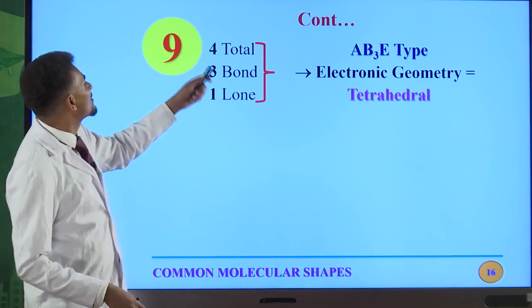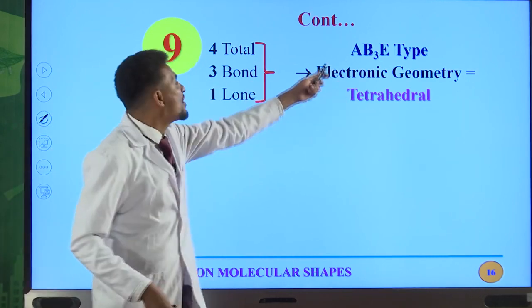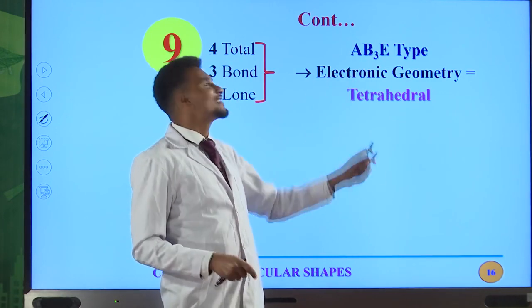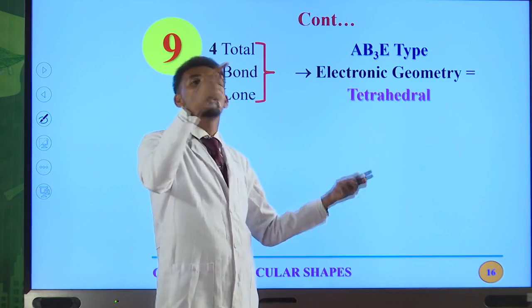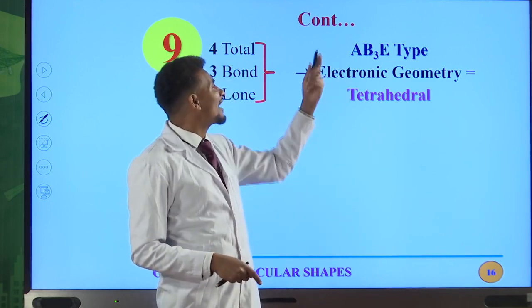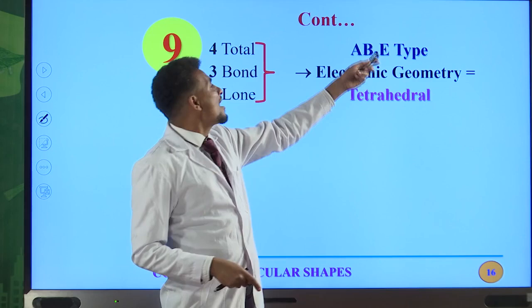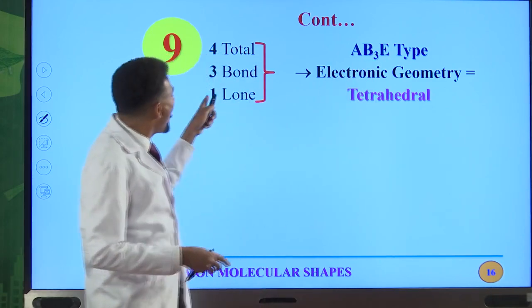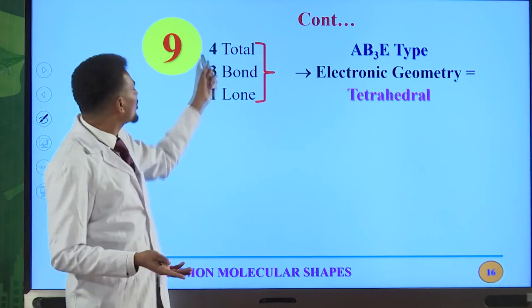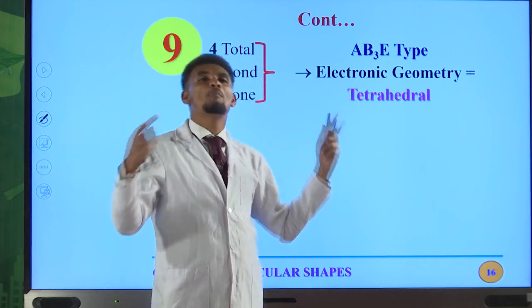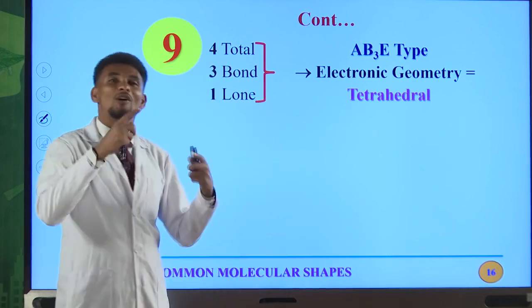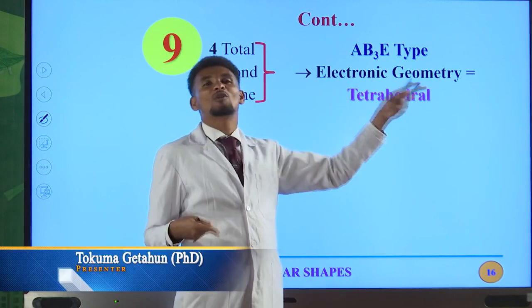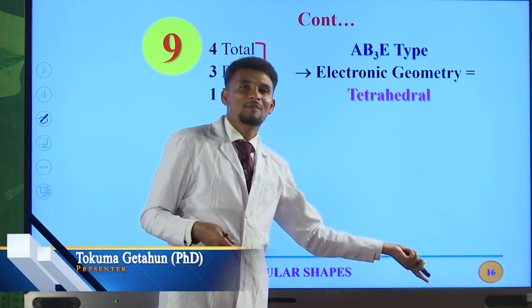So in this case, the total number of bonds is 3, B3, okay? These 3 indicate the total number of terminal atoms surrounding the central atom. What is the central atom? A is the central atom. E is nothing but a lone pair of electrons. How many lone pairs of electrons do we have? Only 1. So in total we have 4 electron pairs. Therefore, any molecules that have AB3E type, their electronic geometry is tetrahedral.